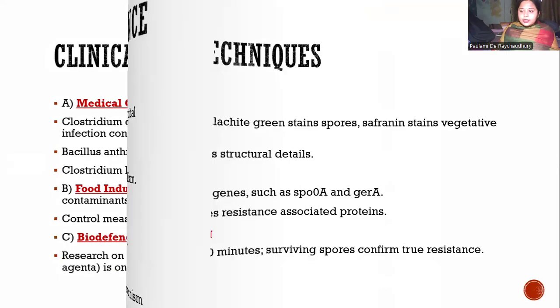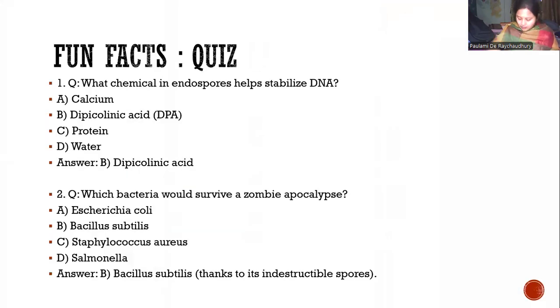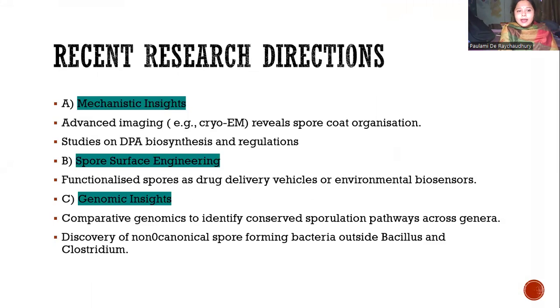Now, recent research directions. Mechanistic insights: advanced imaging, for example cryo-electron microscopy, reveals spore coat organization. Studies on DPA, dipicolinic acid, biosynthesis and regulation can be done on endospores. Spore surface engineering: functionalized spores can be used as drug delivery vehicles or environmental biosensors. And genomic insights: comparative genomics to identify conserved sporulation pathways across different genera, and discovery of non-canonical spore-forming bacteria outside Bacillus and Clostridium. So those researches are ongoing.